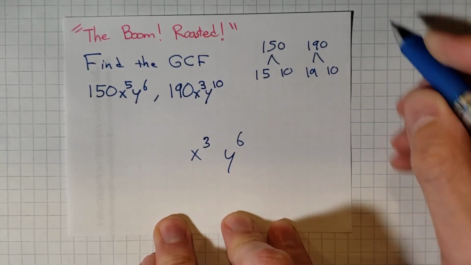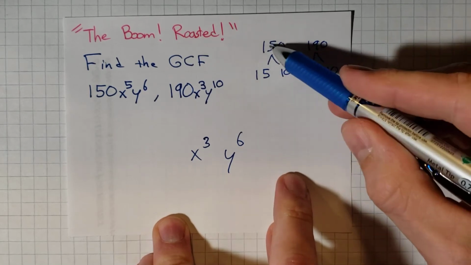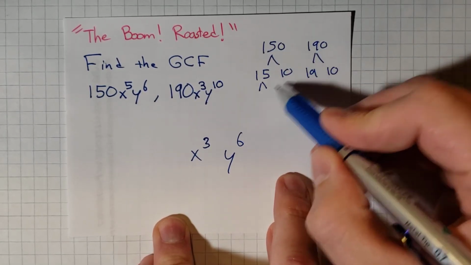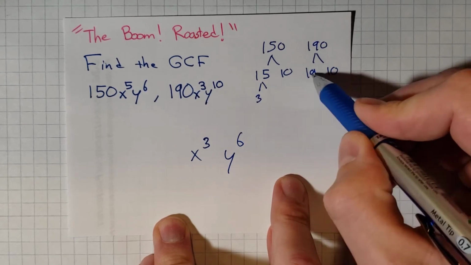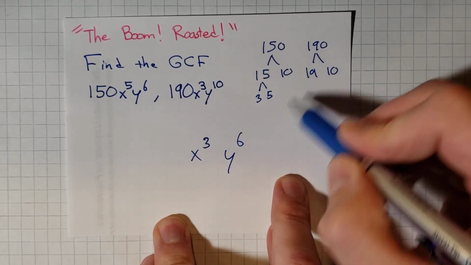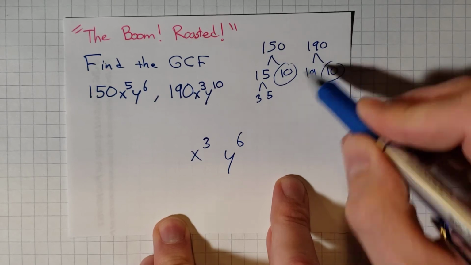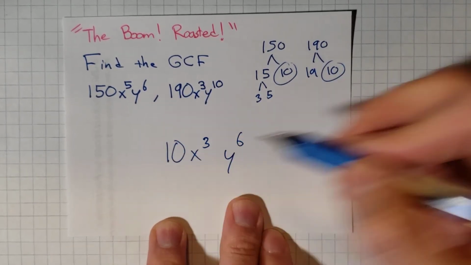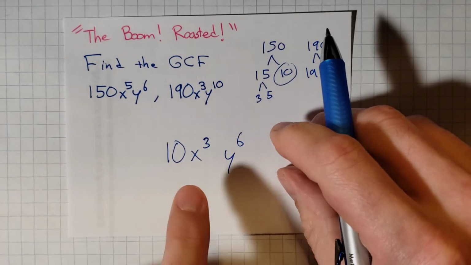Here we go. All right, so the first thing I do is break it down, divided by 10, divided by 10. So 19 and 10, and then I could break down 15 and 10 some more, but there's really no point because I don't think 15 and 19 are gonna have anything in common. 10, that's the greatest common factor. So the greatest common factor of the numbers is 10.